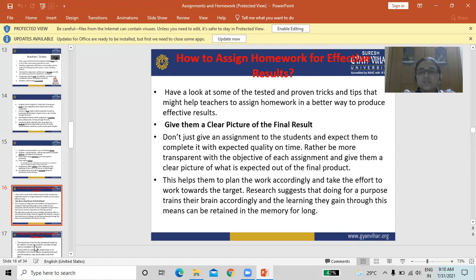Research suggests that doing something for a purpose trains their brain accordingly, and the learning they gain this way can be retained in memory for long.